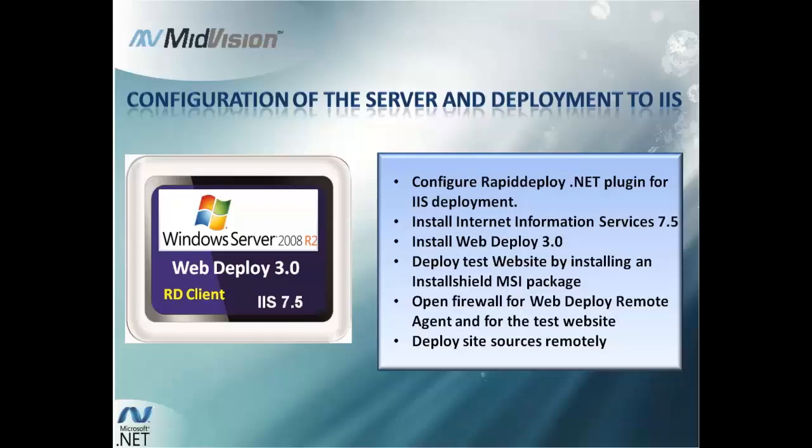The first example shows how to configure RapidDeploy step by step and prepare the target machine with an initial installation of IIS and web deploy. Finally, the deployment of a website in two different ways.